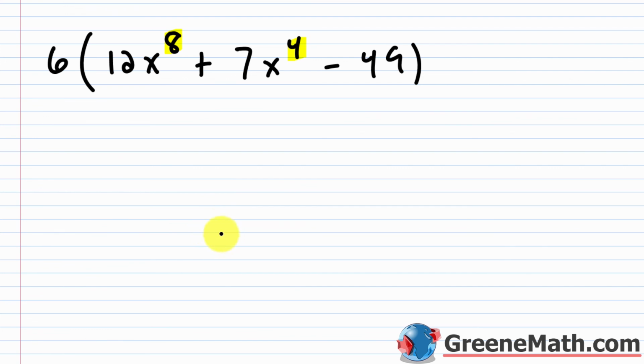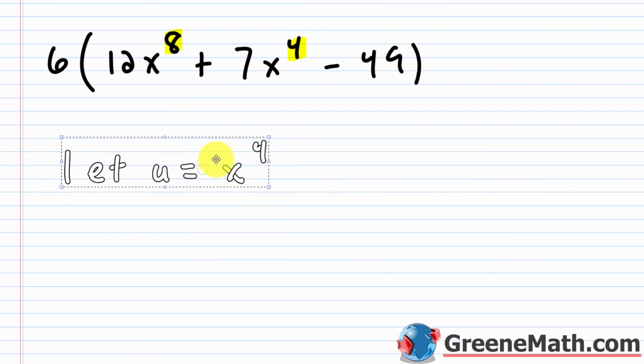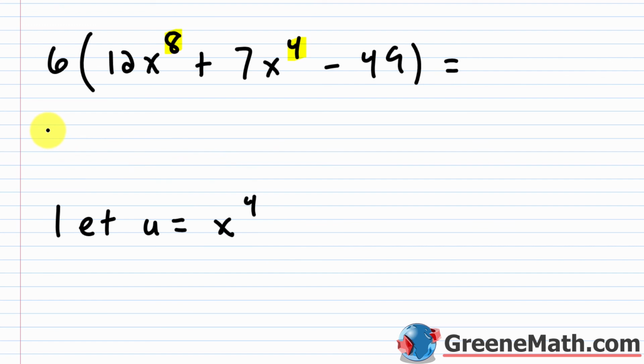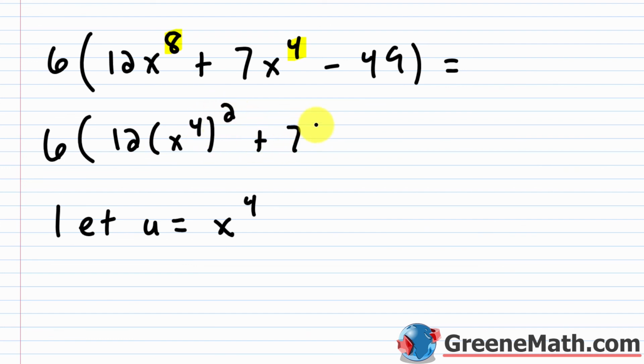You don't have to use a substitution. I'm just going to do it for completeness. So let's let u be equal to, again, x to the smaller power, so x to the fourth power. For the sake of completeness, you could rewrite this and say this is 6 times the quantity 12. I'll go ahead and wrap this and say x to the fourth power, the smaller guy, being squared, plus 7 times x to the fourth power here, then minus 49. Again, just doing this extra step for clarity.